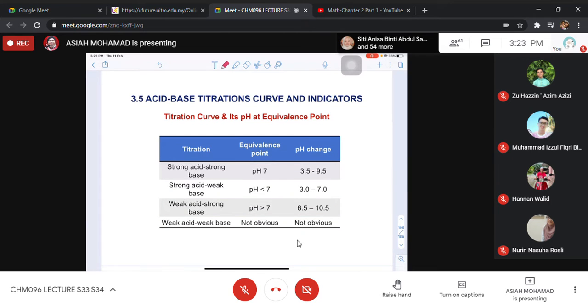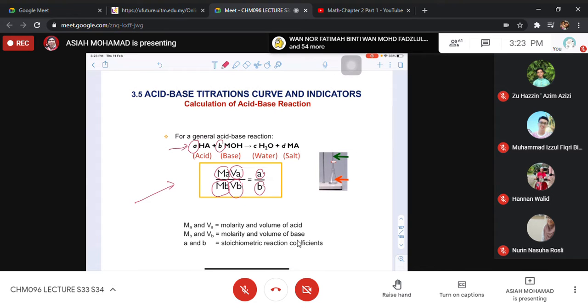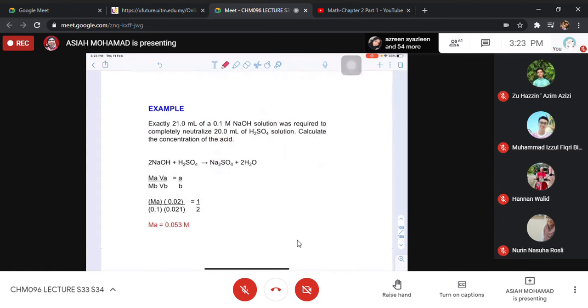This is the summary between the type of titration and pH at equivalent point. This is actually where the steep increase of the pH occurs approaching equivalent point. So this is the formula that we have discussed. Let's have a look at this example.